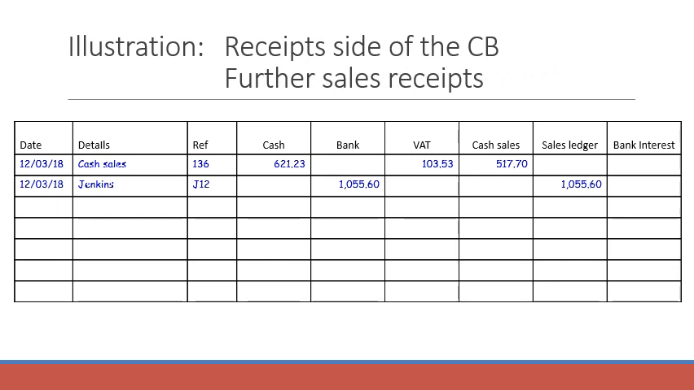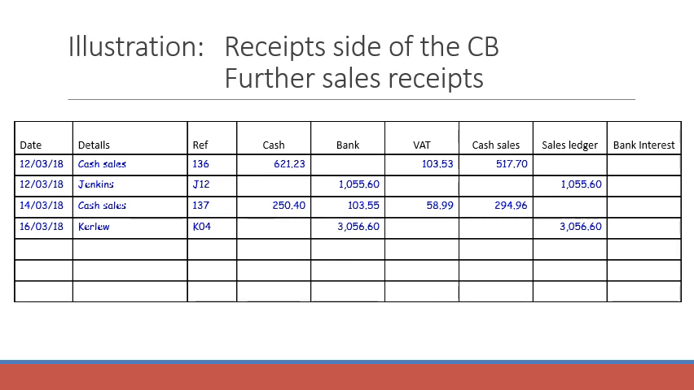So let's now record a couple of additional sales. So here we've got another cash sale, but with this one on the 14th of the 3rd, we've received money into both our cash account and our bank account. But the process is exactly the same. We still split out the VAT from the sales and put the net sales figure into the cash sales column.